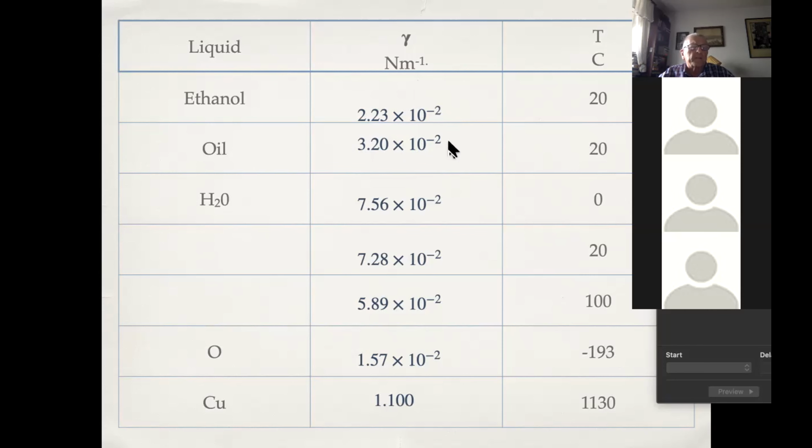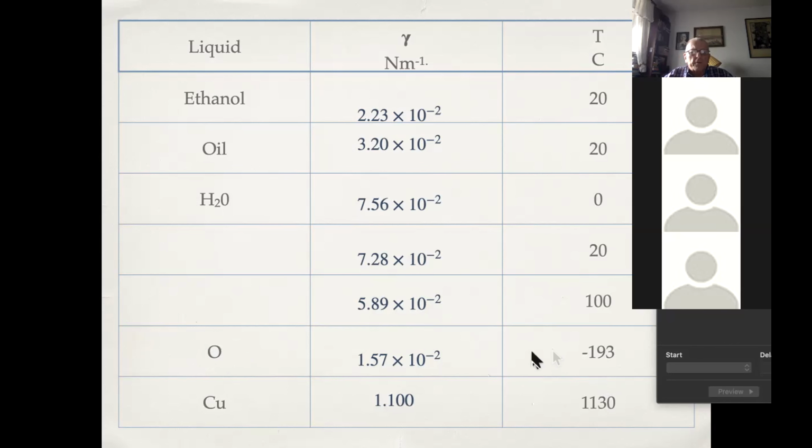It's also 10 to the minus second newtons per meter, but the coefficient is slightly larger. If we look at the water, then I have collected here the values of surface tension for various temperatures: at 0 centigrade, at 20 centigrade, and at 100 centigrade. And you see that the surface tension is lowered with increasing temperature, and we will come back to this point in a minute. Two last positions in my table are oxygen and copper.